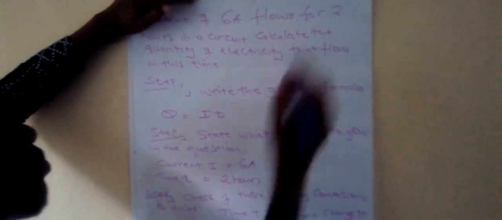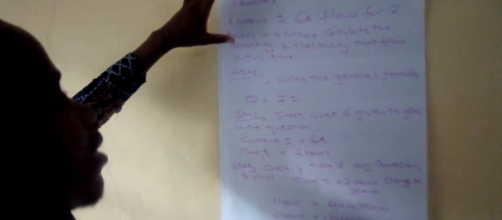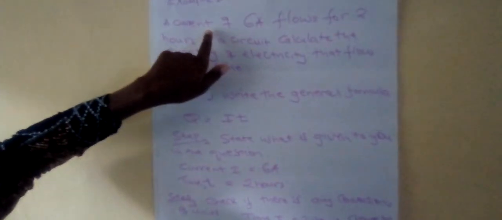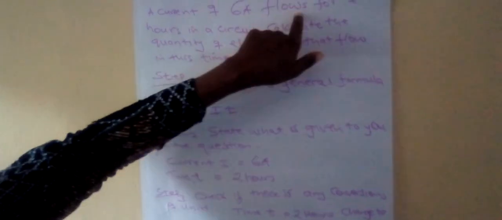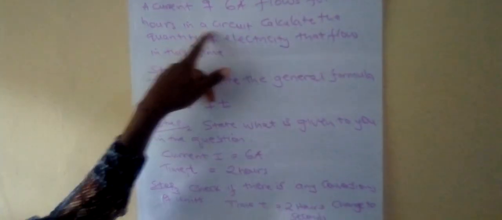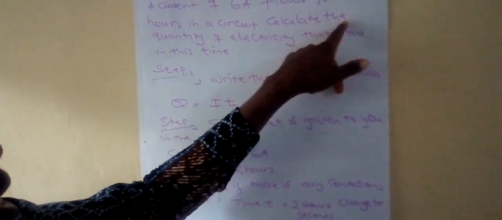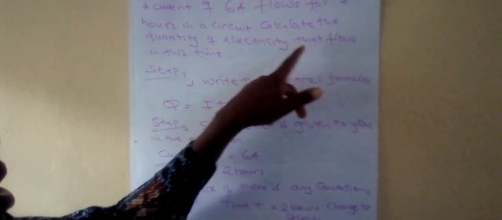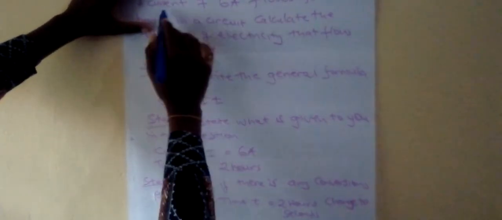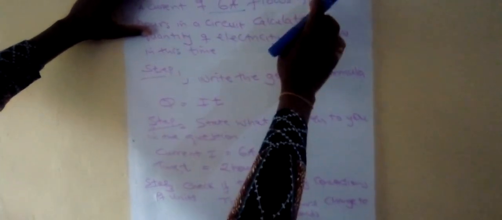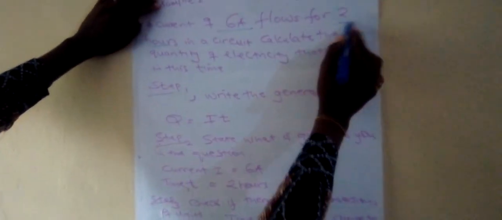We are back. We say charge is the product of current times time. Now, look at this question: a current of 6 amperes flows for 2 hours in a circuit. Calculate the quantity of electricity that flows in this time. So we have the current of 6 amperes and time of 2 hours.